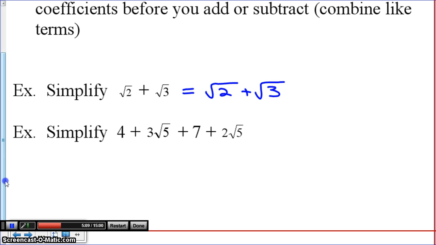Whereas when I look at the next example, I've got constants that are like terms, and then 3 square root of 5 and 2 square root of 5. This square root of 5 is considered a like term. So I do my 4 plus 7, which gives me 11, plus 3 square root of 5 plus 2 square root of 5 gives me 5 square root of 5. You only change the coefficients. You do not add what is underneath the radical.